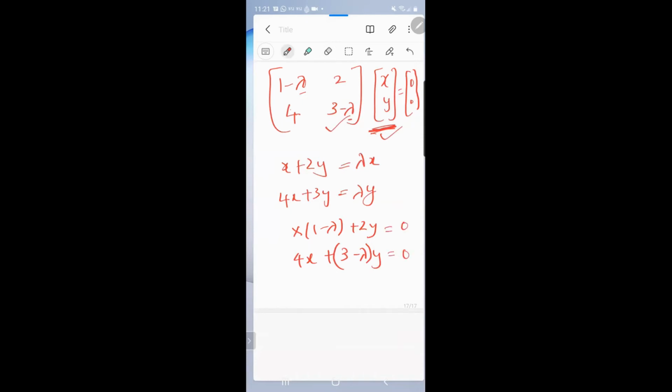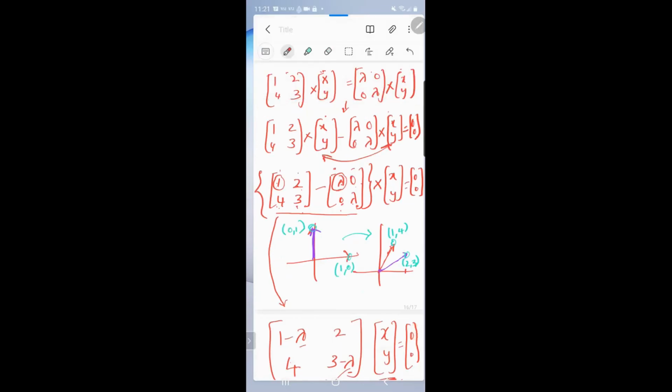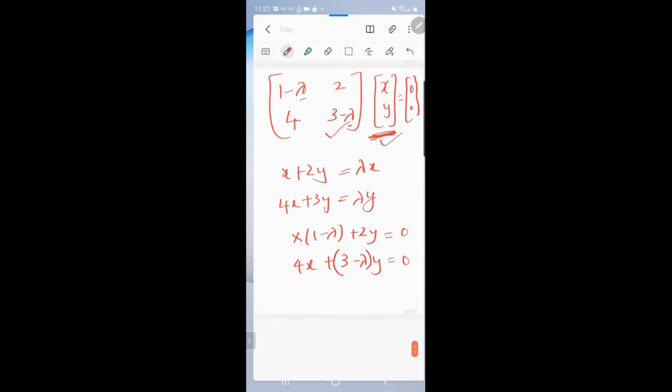How did you get those equations? Like 2y is equal to lambda x. Not those other. So I multiplied this matrix 1, 2, 3, 4 with x, y. Yes. So that gives us these two equations. But how? I mean, how does it give it?